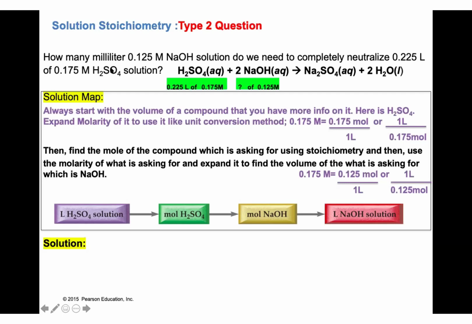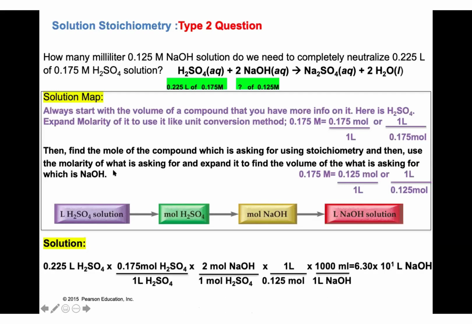When they ask for volume, we do it this way. Of course, again, we start with the one that I have more info about. Which one I have more info about? Of course, H2SO4, because I have the volume and molarity of it. I start with the volume of it. I will expand the molarity to mole per liter, and then I put it in 2 ways because I want to use it in the unit conversion method.